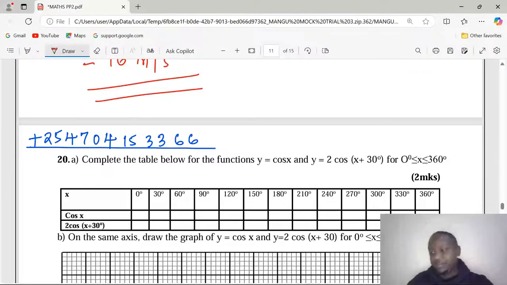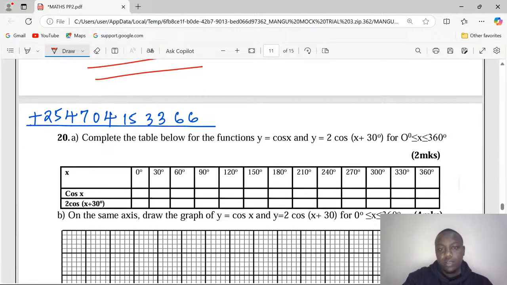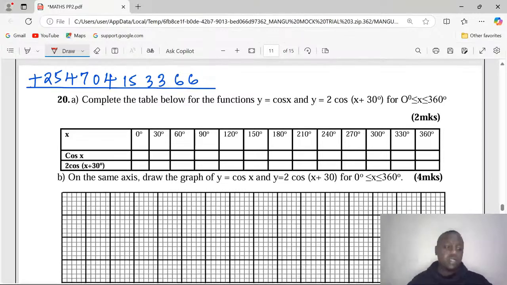Number 20. This is a question on trigonometry. Actually, trigonometric waves, trigonometric graphs.